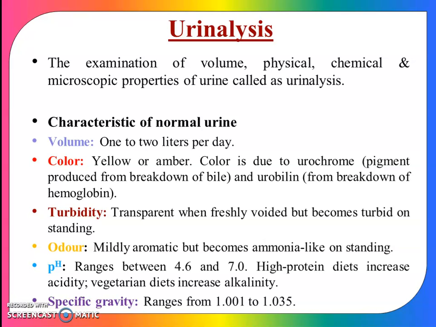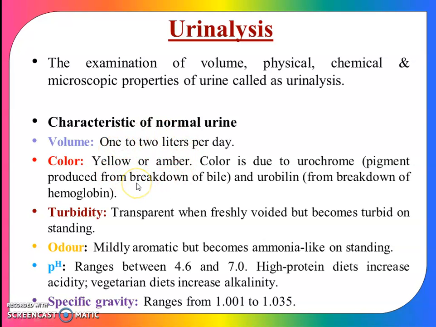So in this urine analysis, an analysis of urine is done. So analysis of urine is done means what? The examination of volume, physical and chemical as well as microscopic properties of urine is done in urine analysis. So if you consider a normal urine, it has certain characteristics, like the person excretes near about 1 to 2 liters of urine per day.